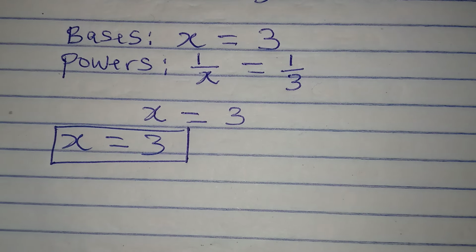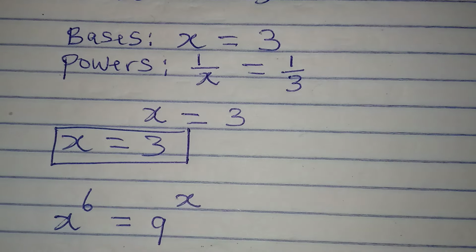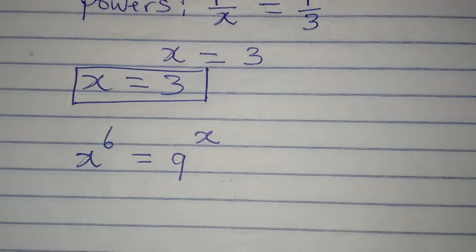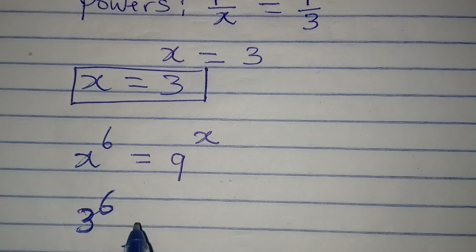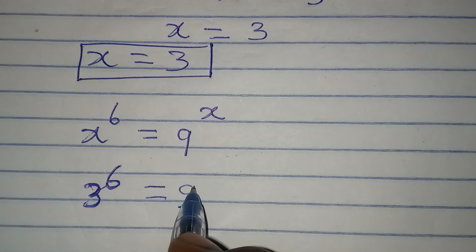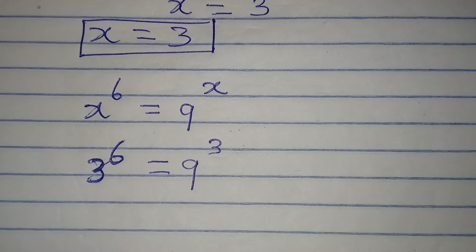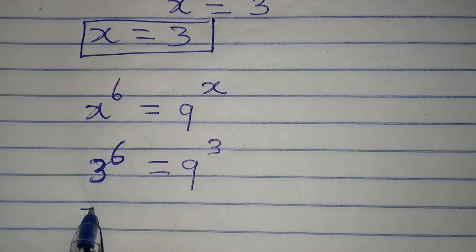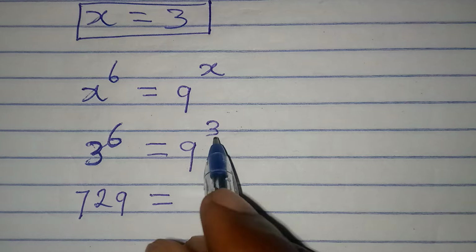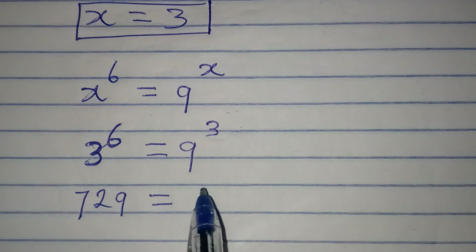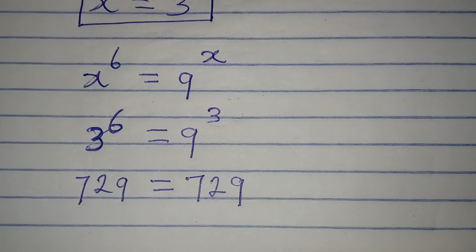But then, how sure are we that we are correct? We are having x to the power of 6 equal to 9 to the power of x. Now, x is equal to 3. So I'm going to have 3 to the power of 6, and on the other side, we have 9 to the power of 3, because x is equal to that. Then 3 to the power of 6 is 3 times 3 times 3 in 6 places, and that will give 729. On the other side, we have 9 to the power of 3, which is 9 times 9 times 9, and that will still give us 729. Now we have the same value on the left and on the right.